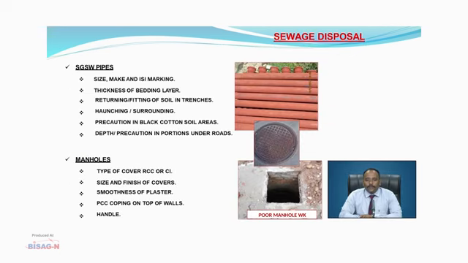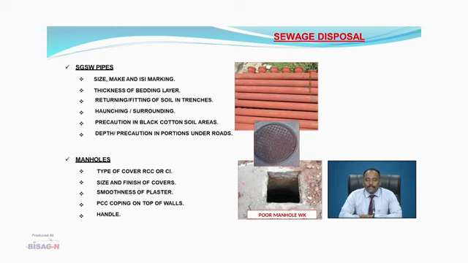The sewage pipes. The sewage pipes have to be in tune with the CA specifications, their sizes, their type of manufacturing and various test certificates. The thickness of bedding layer over which these pipes are laid has to be checked. Also, the return filling of soil in trenches has to be carried out properly. Haunching and rounding of these pipes needs to be ensured.